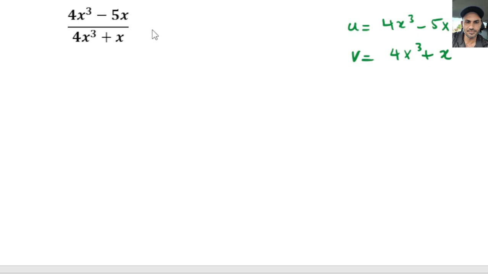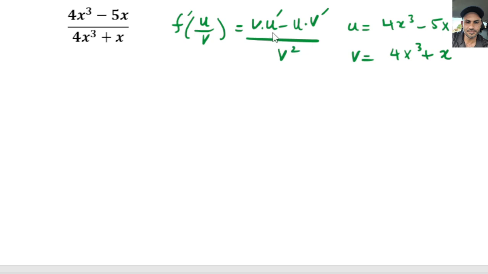And now the quotient rule of the derivative says that the derivative of u over v, the derivative of the quotient, is v times u prime minus u times v prime over v squared. So that's another way to write the derivative, with prime. Okay, so v times u prime, just the symbol, this means the derivative of u, and this means the derivative of v, divided by v squared.